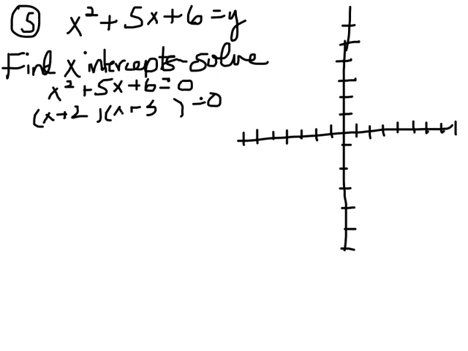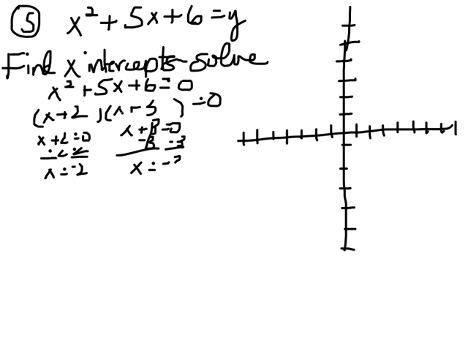All right, so if I take each factor and I set it equal to 0, I get x equals negative 2 is one x-intercept. And on the other one, if I set x plus 3 equal to 0, subtract 3, x equals negative 3. My two x-intercepts are negative 2 and negative 3. I'm going to graph those in red. Negative 2 is here, negative 3 is there. They're really close together, aren't they?